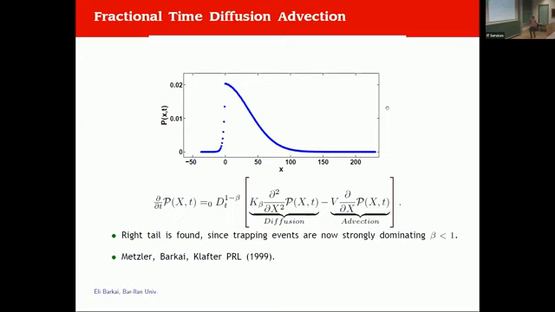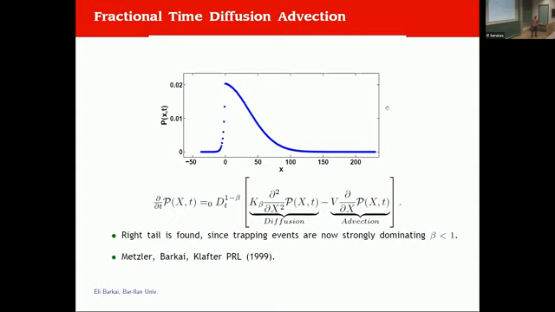Finally, I want to say that we worked all the time with beta between 1 and 2. What will happen if beta is between 0 and 1 and you add a drift here? This is a well-known equation called the fractional Fokker-Planck equation. And here the beauty is that this is the fractional time. So what is happening here: when beta is less than 1, we have a fractional time.